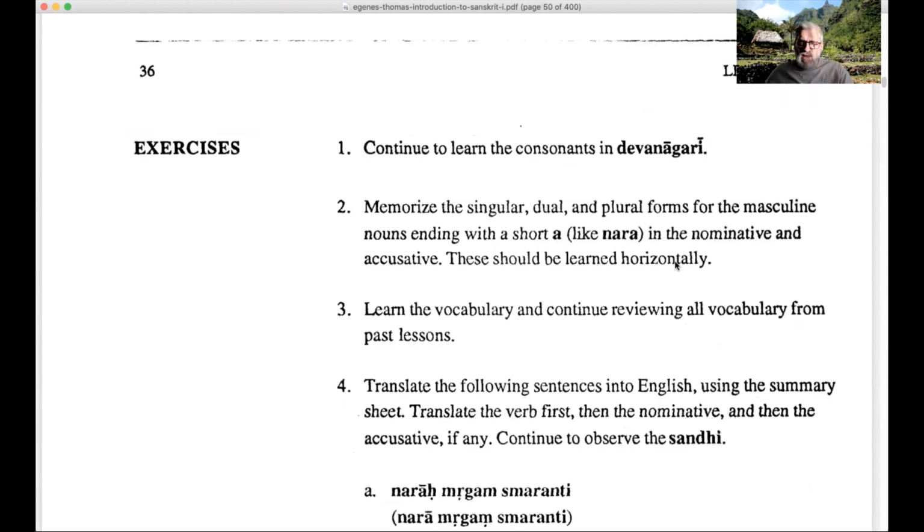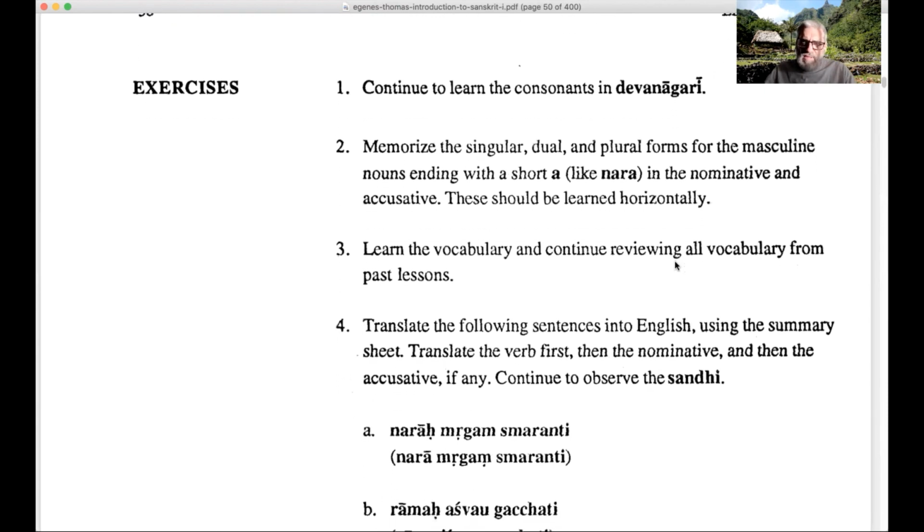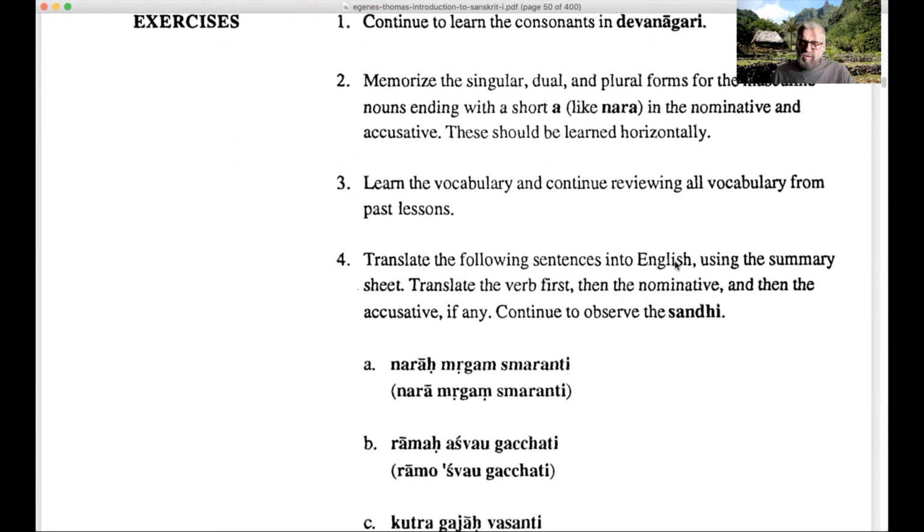Okay, so now we have the exercises, right? Continue to learn the consonants in Devanagari. Memorize the singular, dual, and plural forms of the masculine nouns ending in short A, like naraha. What are they? Naraha, narau, naraha, naram, narau, naran, in the nominative and accusative. These are to be learned horizontally.